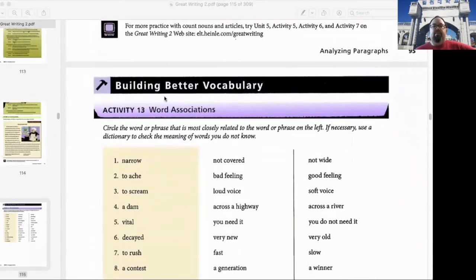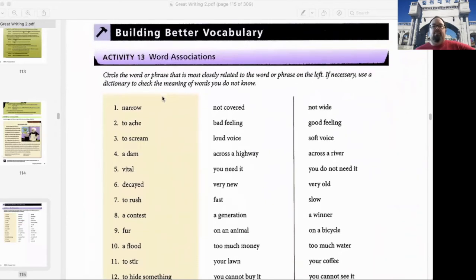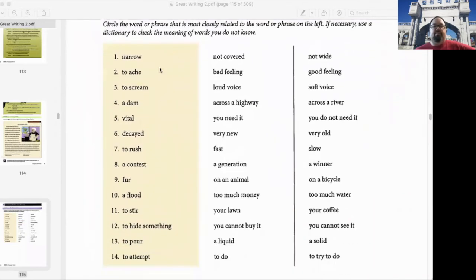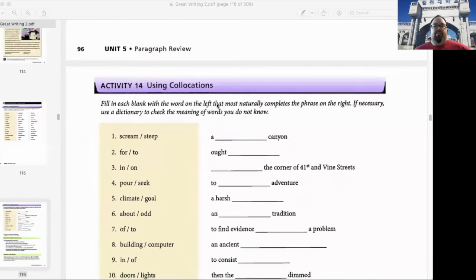And then we have, again, vocabulary at the end, like we always do. So word associations, narrow. If something is narrow, it does not mean that it's not covered, but it means that it is like thin or not wide. You can go ahead and do the rest of those on your own. And then you've got some collocations.